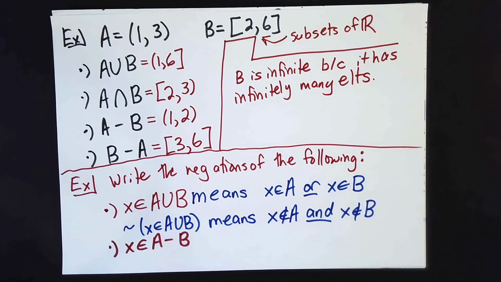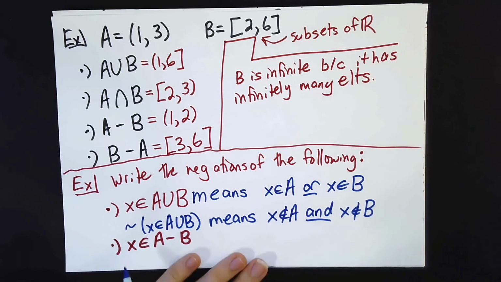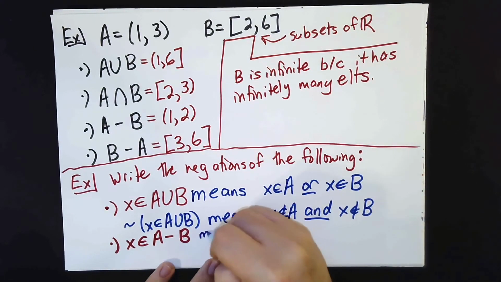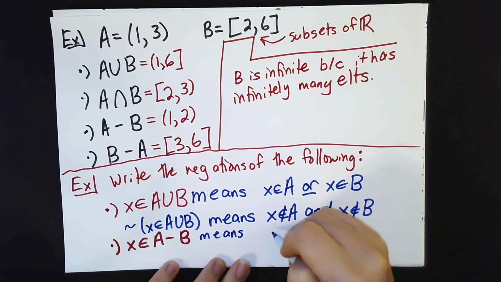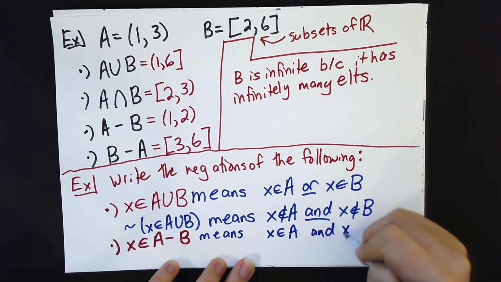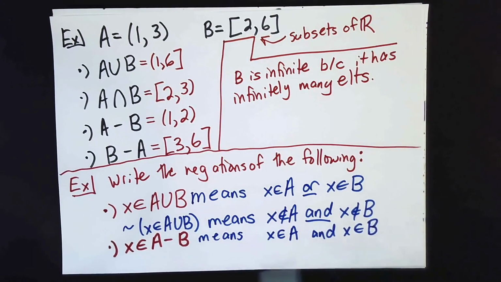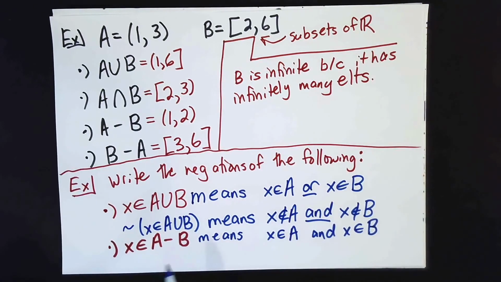Take just a minute. What's the negation of X is in A minus B? Okay, so let's write this down. X is in A minus B. That means X is in A and X is not in B. That was exactly our definition of set minus, right? It was the set of things that were in A that were not in B.